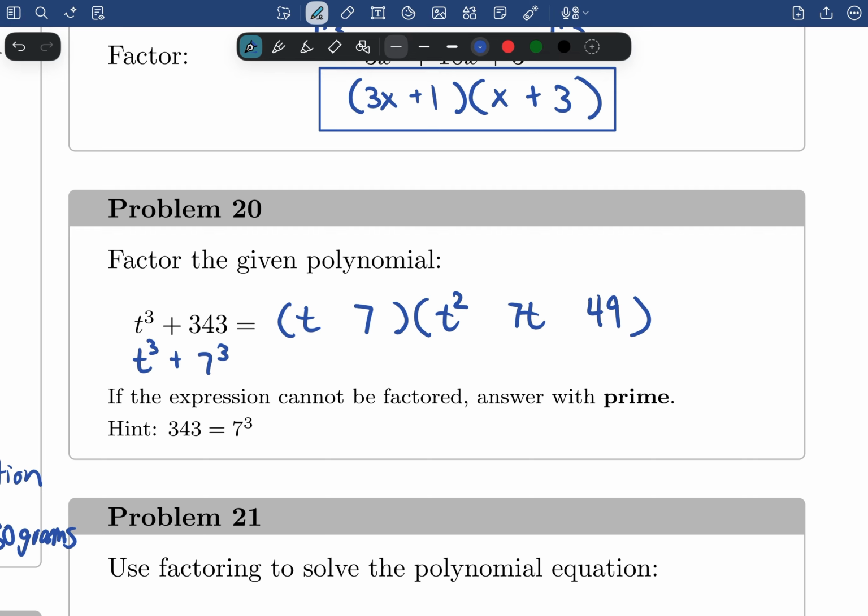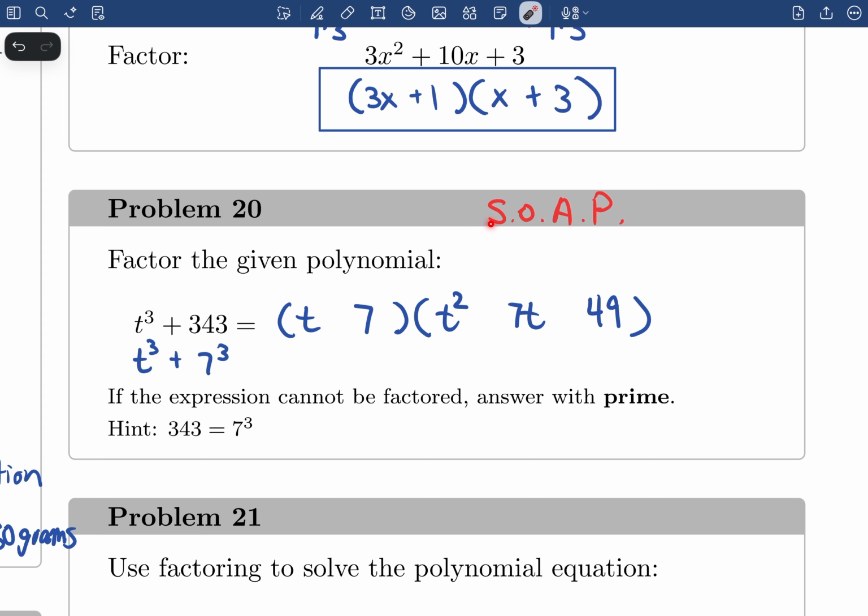Great. So we now have all the terms of the factored version of the sum of cubes. Now I need the signs. And I waited until the end to talk about the signs. We use an acronym called SOAP. And that acronym means same, opposite, always positive. Let me show you what I mean.